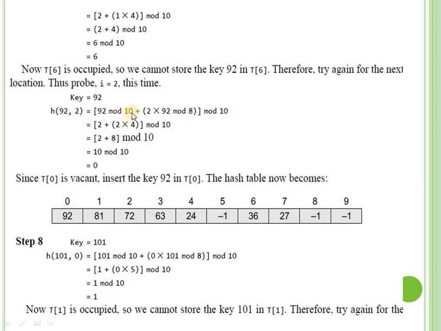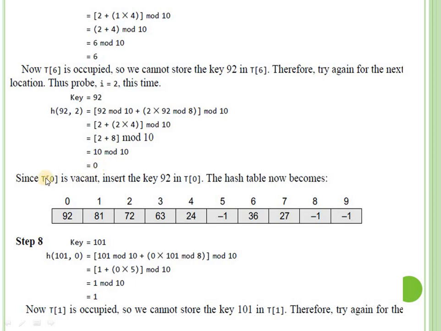So 92 mod 10 is 2, because 10 nines are 90, so the remainder is 2. Plus 2 into 92 mod 8, which is 4. The remainder is 4, into 2, that is 8. So (2 + 8) mod 10, that is 10 mod 10, which is 0. We got remainder 0.